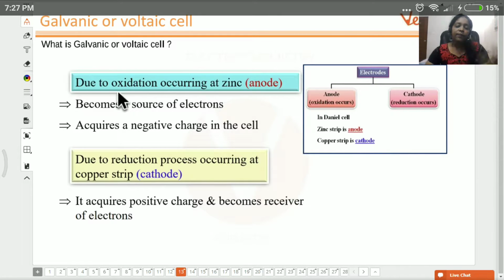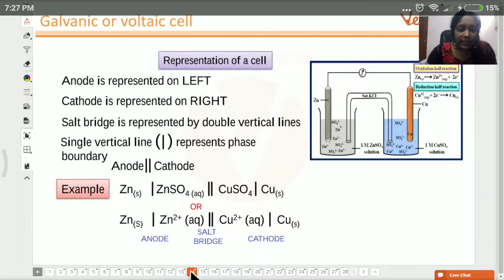So again, a recap. Due to oxidation occurring at zinc, it becomes a source of electrons. It acquires a negative charge. Due to the reduction process occurring at the copper electrode, it acquires a positive charge and becomes a receiver of electrons. So that's what we understood so far, right? Okay, so that's basically it.